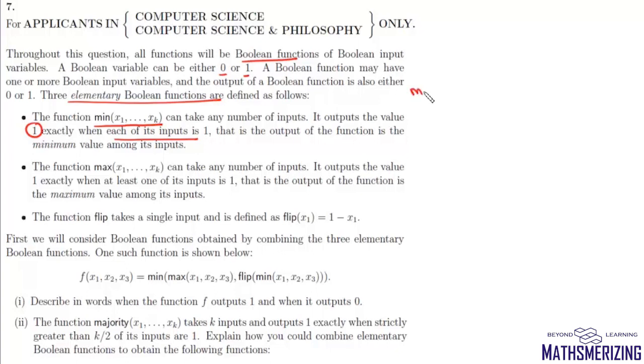So if we have this minimum of 1, 1, 1 and 1, only then it'll output the value 1, and in all other conditions it'll output 0. Then we have the second function max, which is x1, x2 and xk. It can take any number of inputs and it outputs the value 1 exactly when at least one of its inputs is 1. So this function max will give us the output 0 if all the inputs are 0. If there is at least one input which is 1, then it'll give us the value 1.